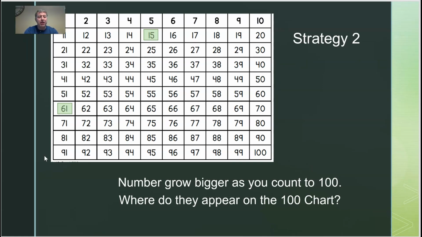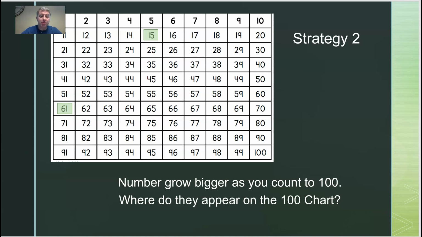Friends, as we count up to 100, numbers grow bigger and bigger and bigger. So we start at the top of a 100s chart, and those are where the smaller numbers are, right? And as we get closer to 100, they grow bigger. You can see that 15 is close to the top of the chart. So 15 would be the fewer number or the smaller number, right? 61 is closer to 100. So we would call that the bigger number, the greater than number, the number that shows more, okay?